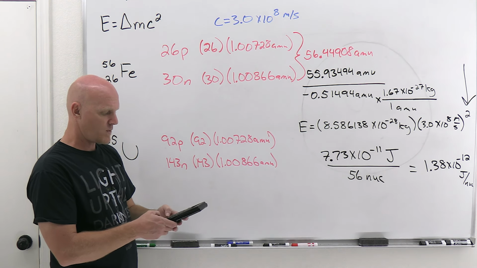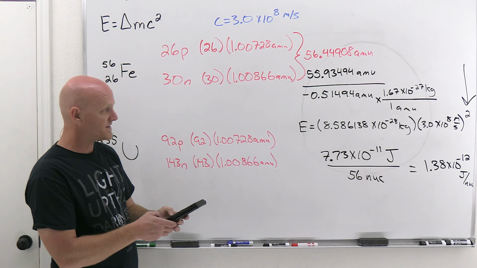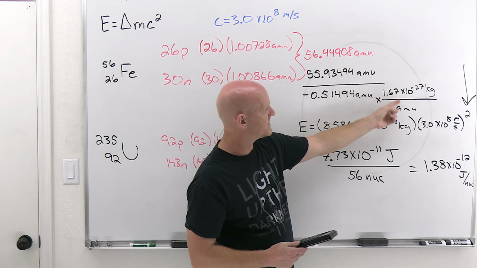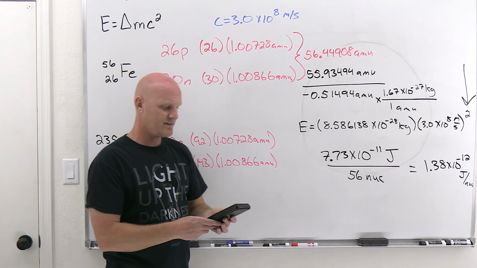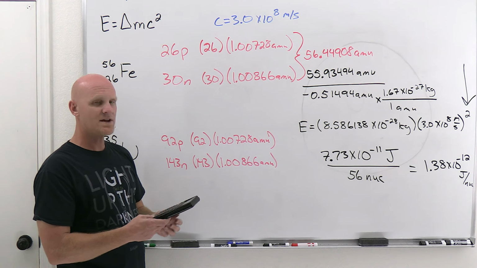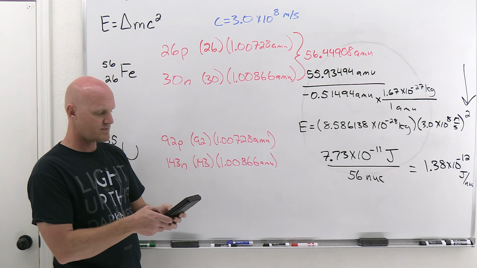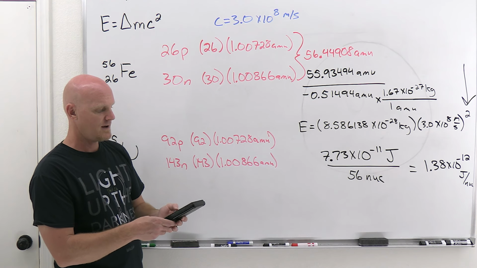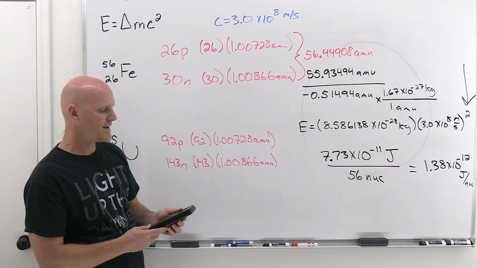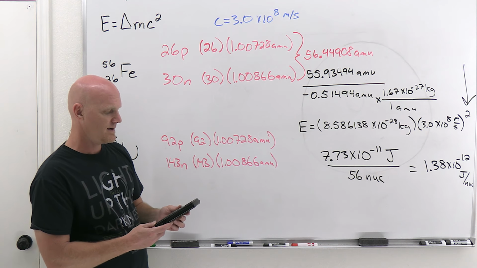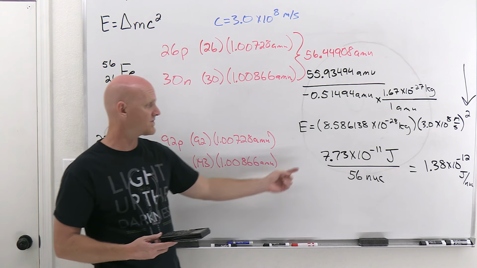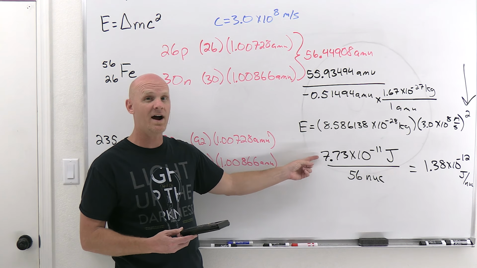But I'm going to multiply that by 1.67 e to the negative 27. So my conversion here to get it to kilograms, that's going to get me 3.1132307 times 10 to the negative 27 kilograms. I'll multiply that by the speed of light squared, 3 e to the 8th squared. And now we're going to get a total nuclear binding energy of 2.8 times 10 to the negative 10. So notice that 2.8 times 10 to the negative 10, it's bigger than iron's total.